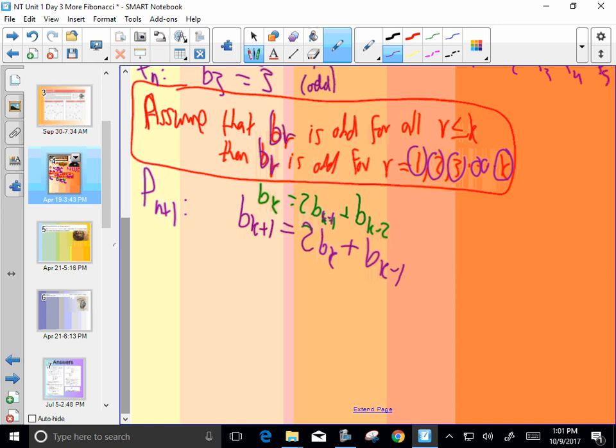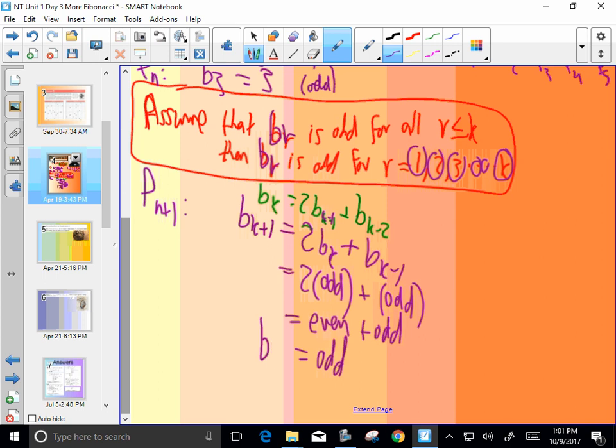Now, is B of k always odd? In the assumption, it is. How about the one before it? Is that going to be odd? Yes. So if this is odd and this is odd, but this is 2 times an odd, what's 2 times an odd going to be, plus an odd? What are you going to end up with? Odd. So B of k plus 1 is also going to be odd.